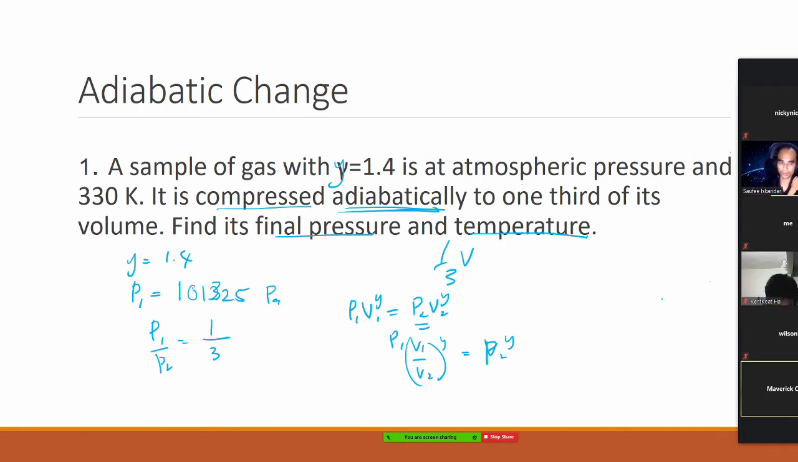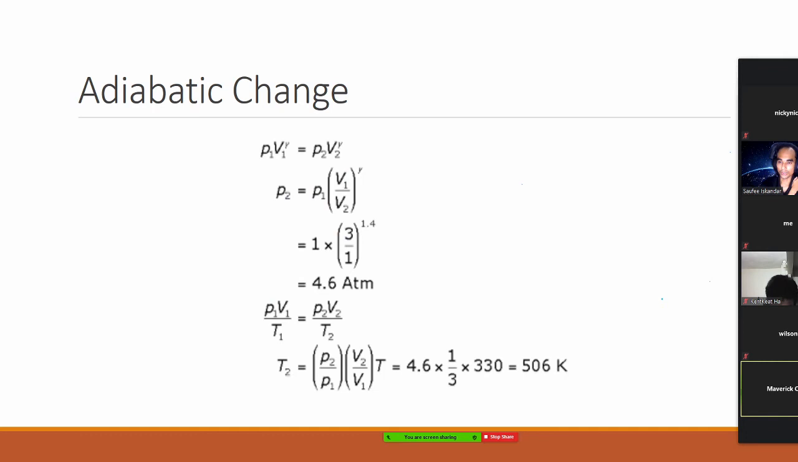We came up with the solution there: P2 equals P1 times (V1 over V2) to the power of gamma. So 3 over 1, to the power of 1.4, then you have 4.6 as the pressure after compression. And we can use the ideal gas equation, P1 V1 over T1, and then you can get T2 equals 506 Kelvin for the second temperature.